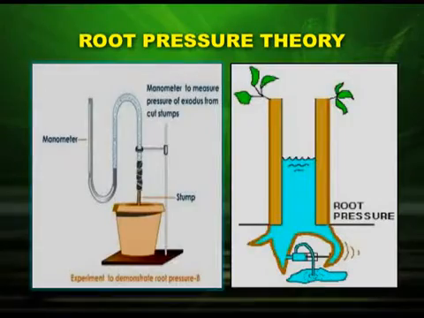Root pressure theory can be demonstrated by a simple experiment. Now, what do you see in the diagram? In the figure, you see a potted plant which has been connected with a manometer to measure pressure of exudate from cut stems, and the adjacent diagram shows the exudation that demonstrates root pressure. Now let us study the effect of root pressure.